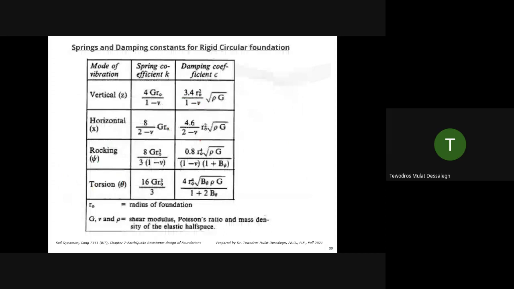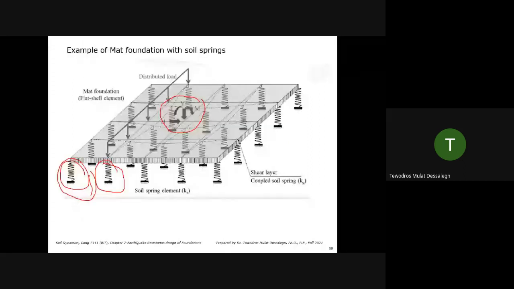Spring and damping constants for a rigid circular foundation. If you're doing a static analysis, you don't need damping, right? If you're doing a dynamic analysis, then you need damping. Wherever you have the spring, you'll also introduce damping. If you don't introduce damping, what happens? Yeah, too much energy. So you need damping if you are doing a dynamic analysis. That's where these damping values come in. So that completes this chapter.